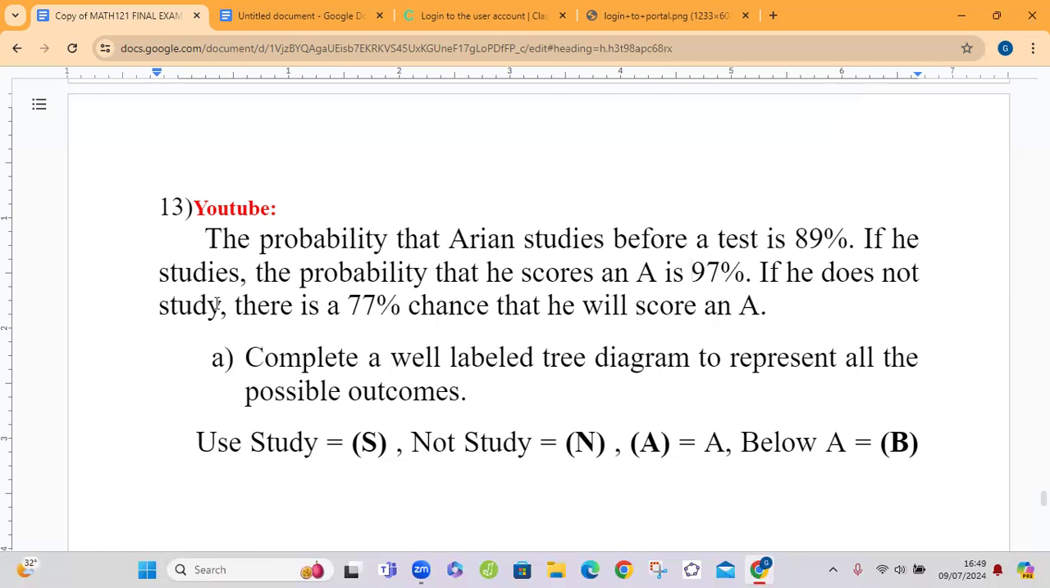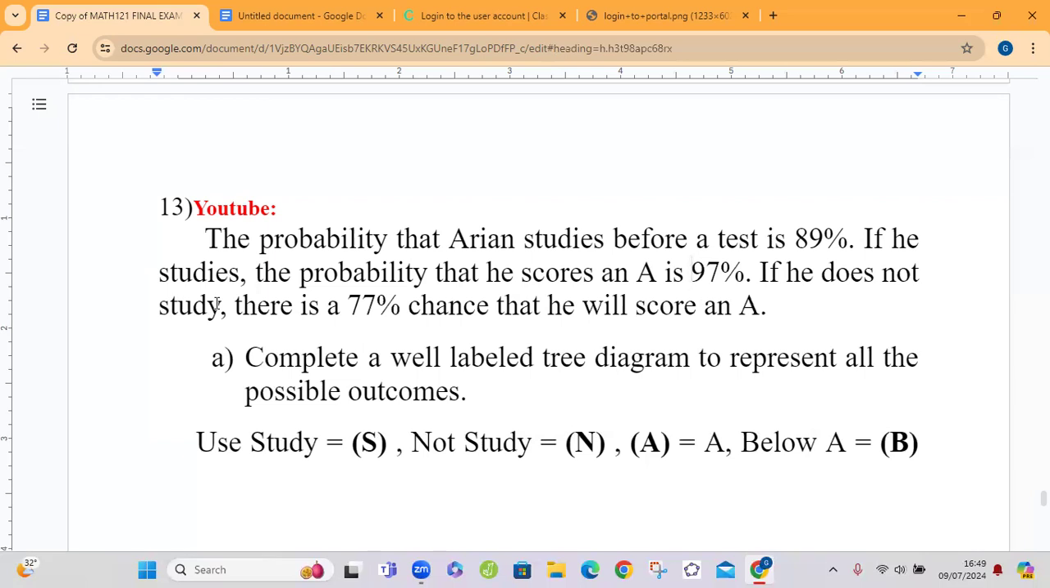Now, part A says complete a well-labeled tree diagram to represent all the possible outcomes. And to do that, we have to convert words to some symbols, specifically letters. So for study, we'll use capital S. Not study, we'll use capital N, because you can either study or not study. And A, and below an A, we can use B. So you can either get an A or below an A.